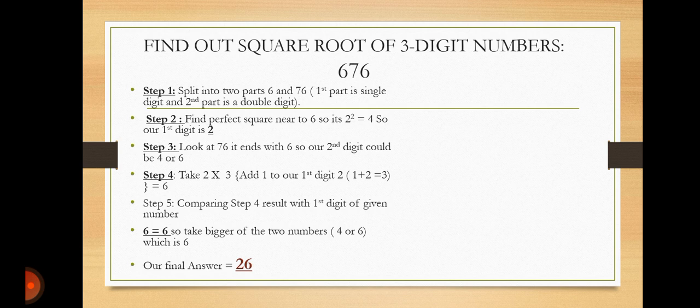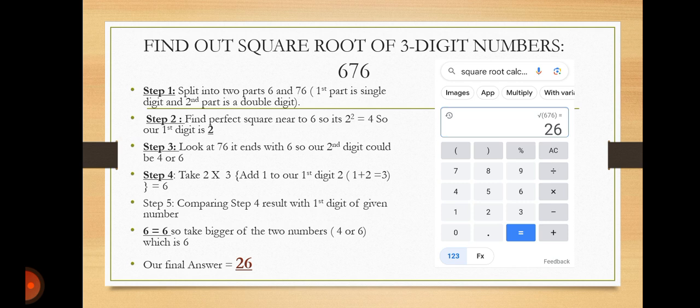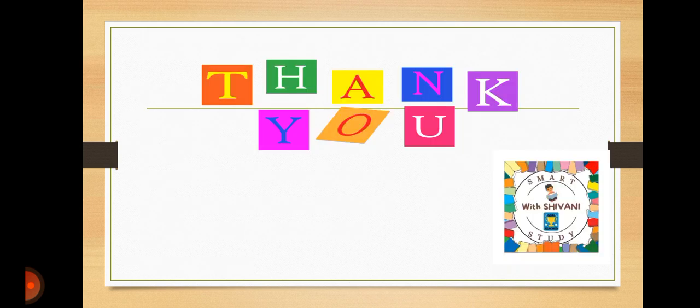We will check again with the help of our calculator, Google Guru. Wow, it is 26 only. So friends, today we have learned the technique of how to find out the square root of a perfect 4-digit or a perfect 3-digit square number.